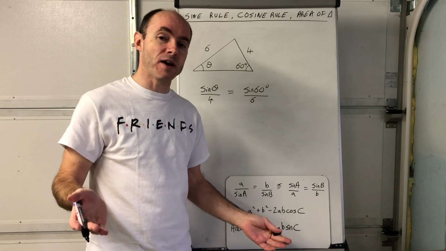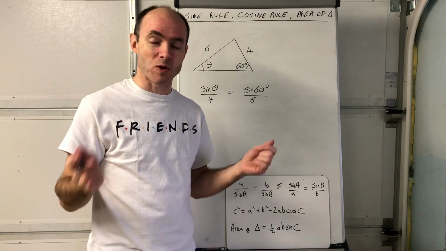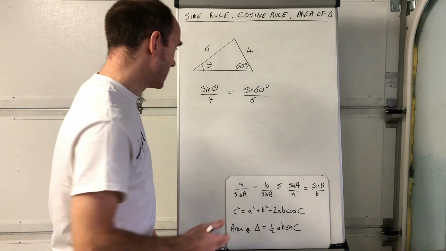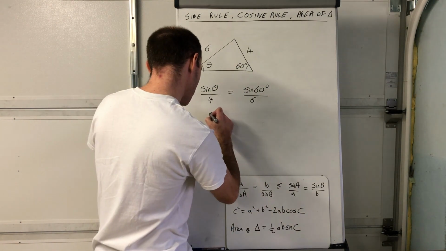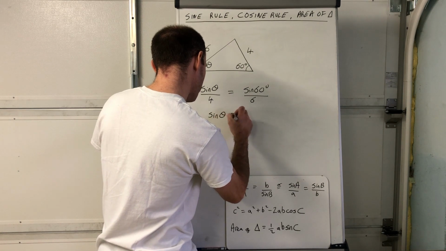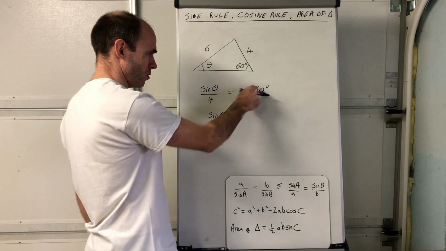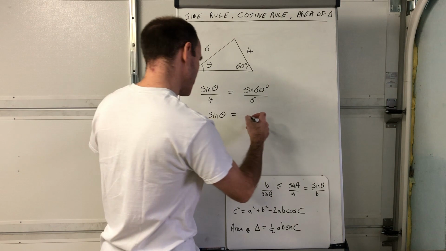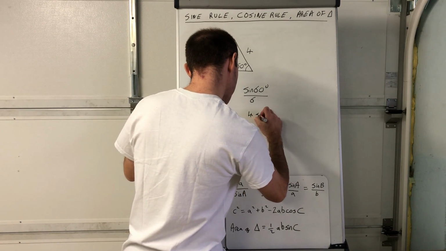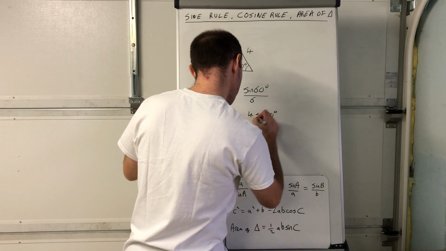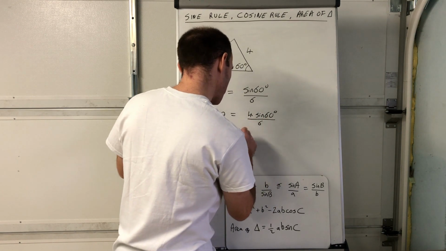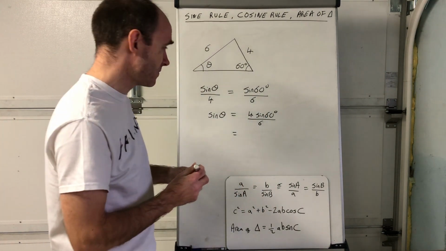Now, when you're trying to find an unknown term, you want to get it on its own. You want to isolate it, make it the subject. And so, because we're trying to find theta, the first step is to multiply both sides by 4. Bring the 4 over to that side. So we have sine theta is equal to, and the simplest way of writing that is 4 sine 60 degrees over 6. Now we can actually work out what that is as a nice exact value.